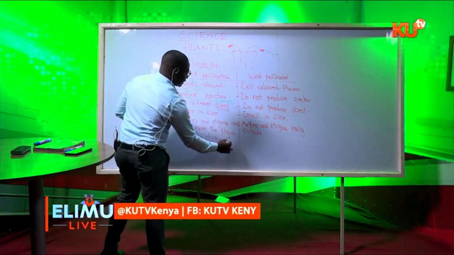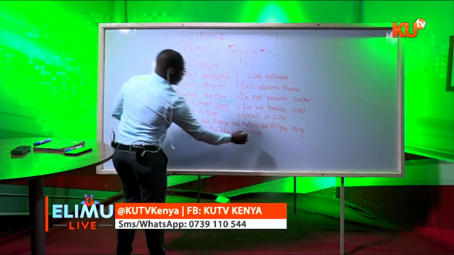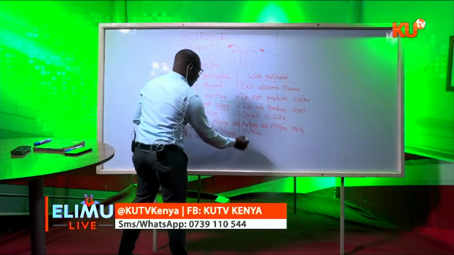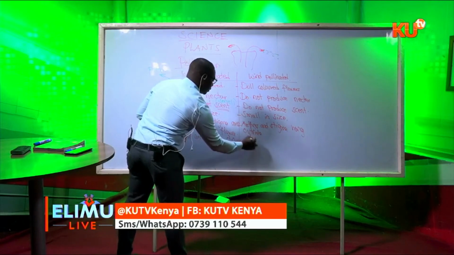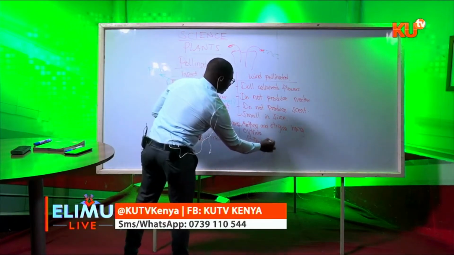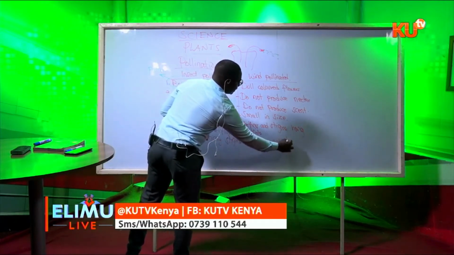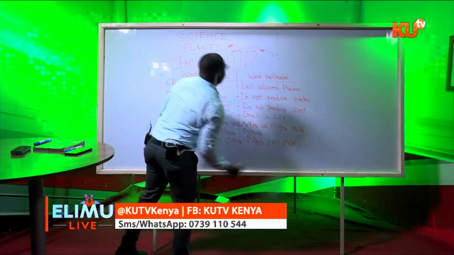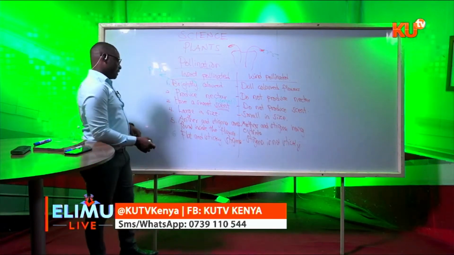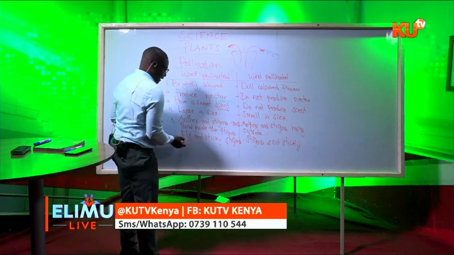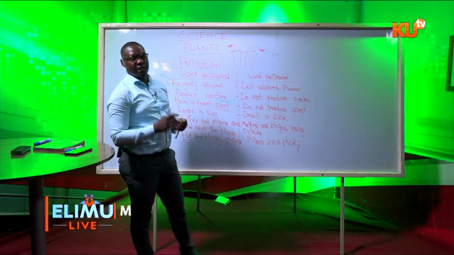Number six, insect-pollinated flowers have a flat and sticky stigma. With wind-pollinated flowers, the stigma is not sticky. For insect-pollinated flowers, the stigma is flat to enable the insect to land.